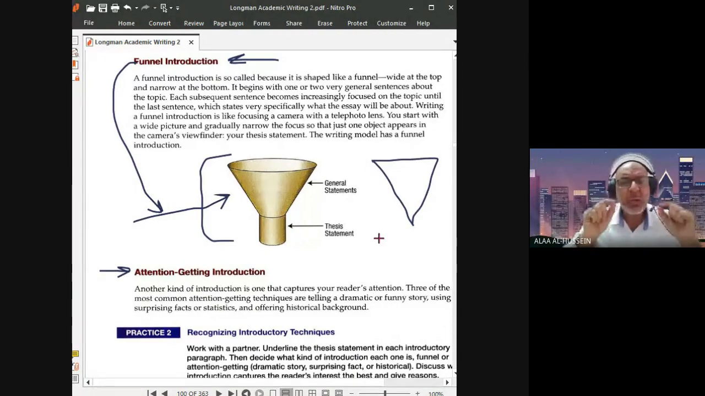You should start your writing with a general background about the topic. You have to introduce your topic in general statements.